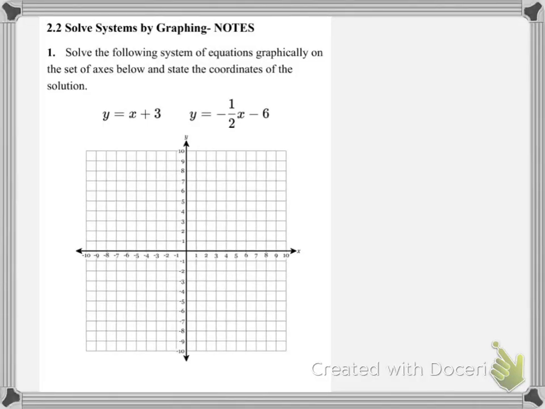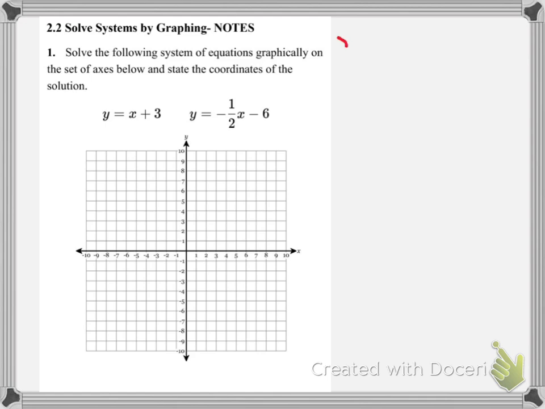Okay, 2-2 involves solving systems by graphing. So this time they're not going to give you the graph, okay? They're going to give you the equations. You have to graph the equations in Delta Math, graph the lines, and then figure out where they intersect.